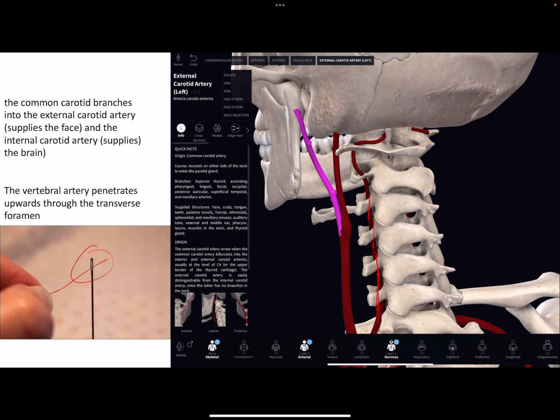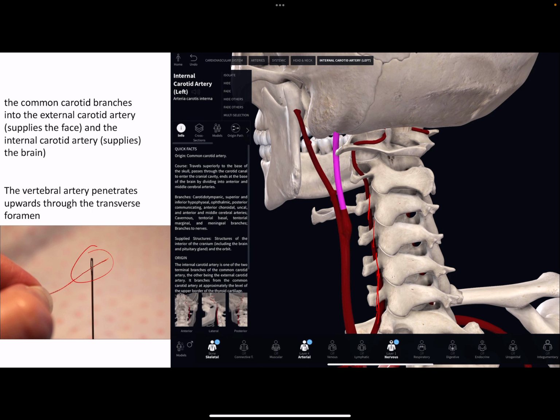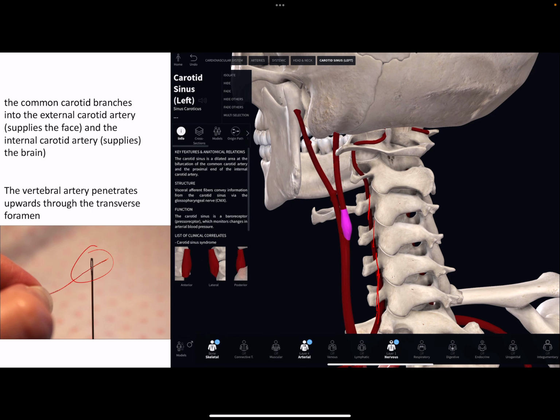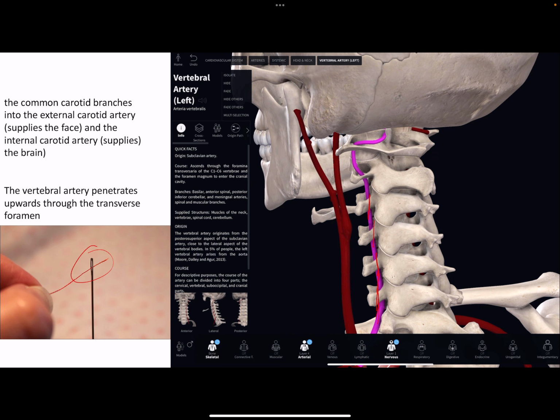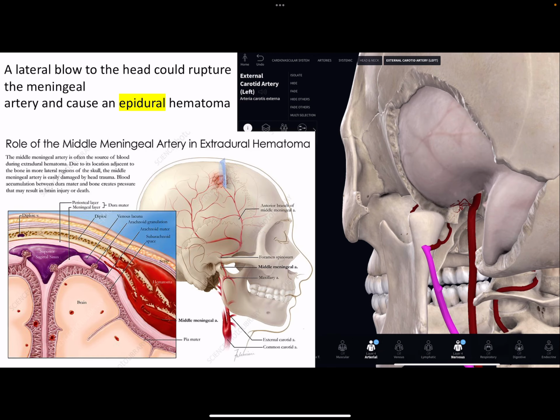Common carotid, external, as promised, internal, and boom, carotid sinus for the glossopharyngeal nerve, and then the vertebral. Cool. Lateral below the head, you don't want to get here. This is where we have our middle meningeal artery. If this ruptures, you get an epidural hematoma, which is not a good thing. It comes off of the maxillary artery, which is itself a branch of the external carotid.